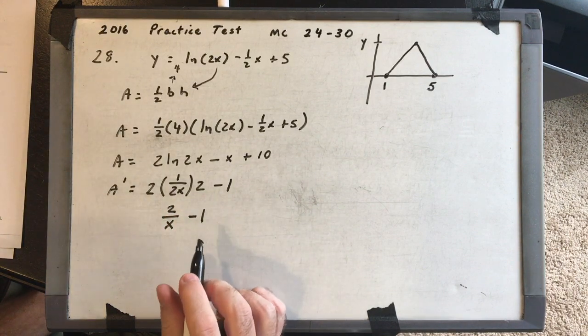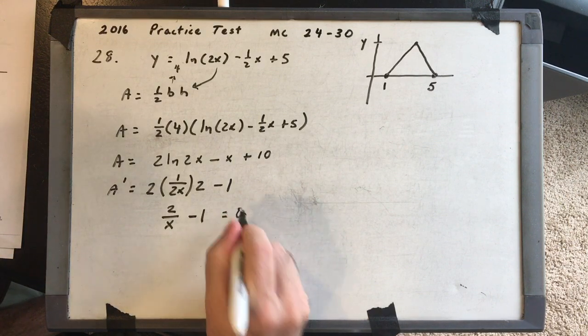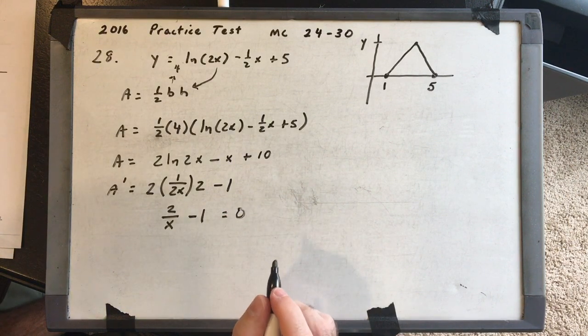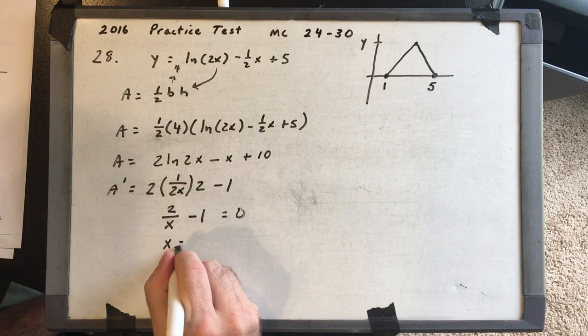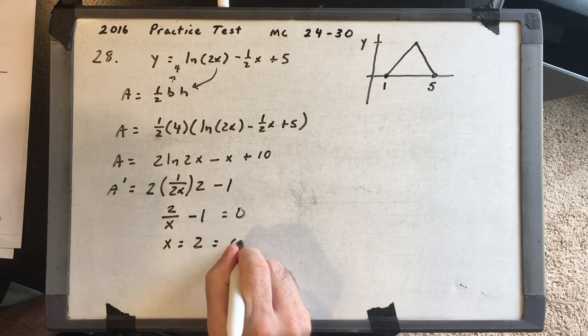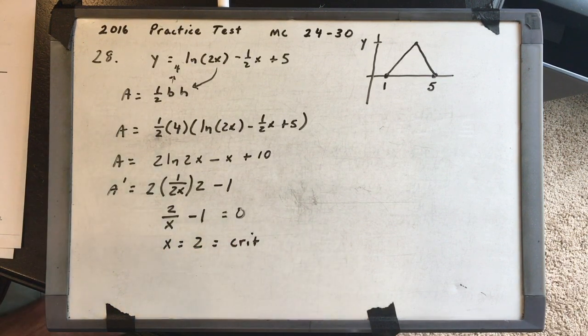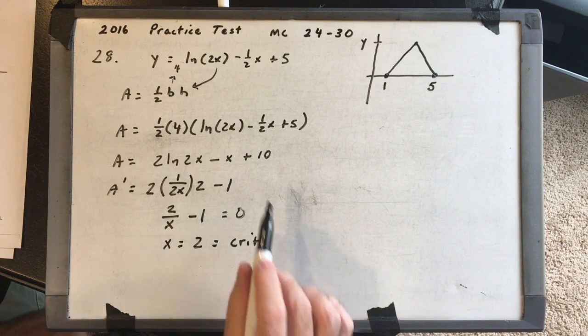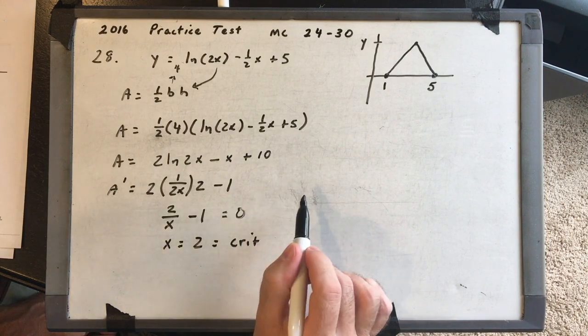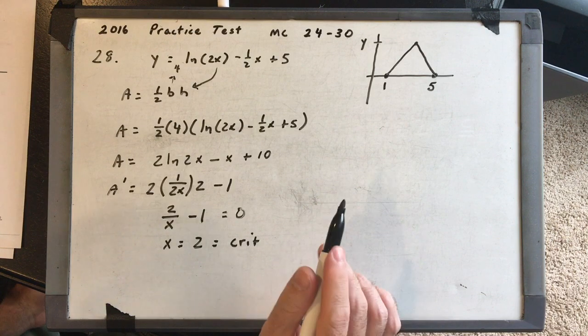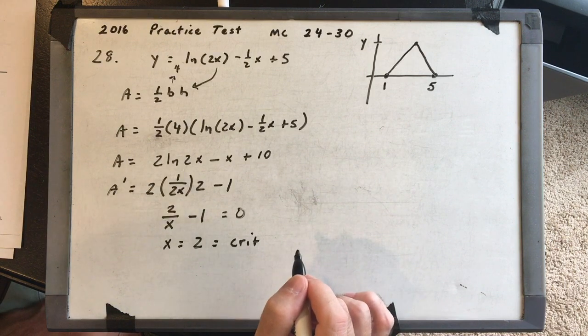How do we find the critical point? We set that equal to 0. So x is going to be 2. That's our critical point. Okay, you can check to see if it's a maximum by doing a sign line, but I'm going to tell you it is a maximum. Otherwise, the whole thing wouldn't work. But you could check.